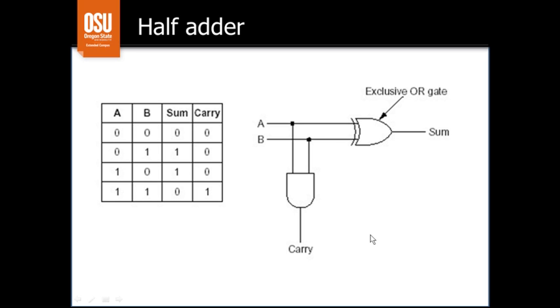Now, you might note that the sum bit, as it's represented in the truth table, is the exact representation of the XOR operator, the Boolean XOR operator. That is, you get 1 only when the 2 inputs are different from each other. And the carry bit is exactly the Boolean AND operator. That is, we get 1 only when both of the inputs are equal to 1.